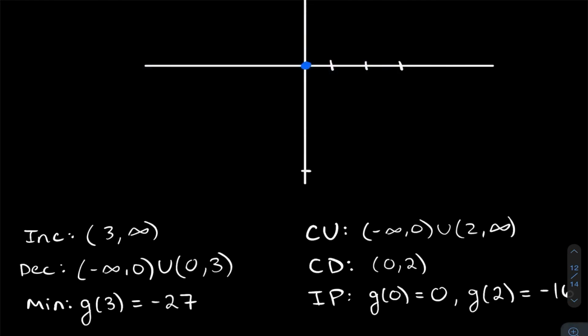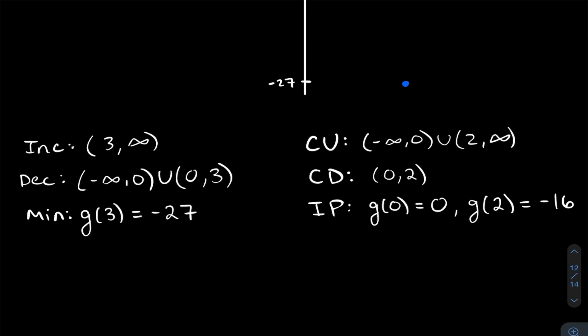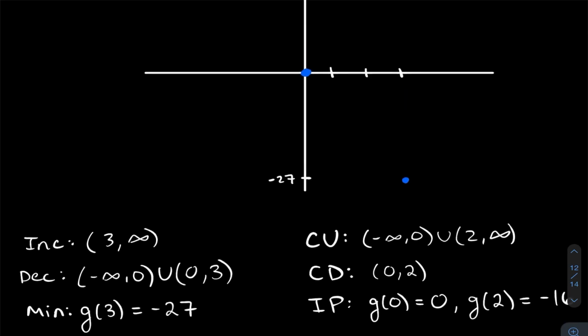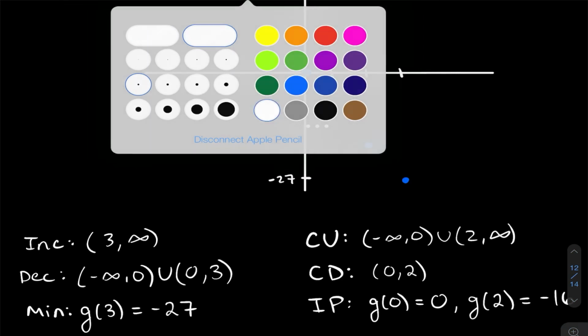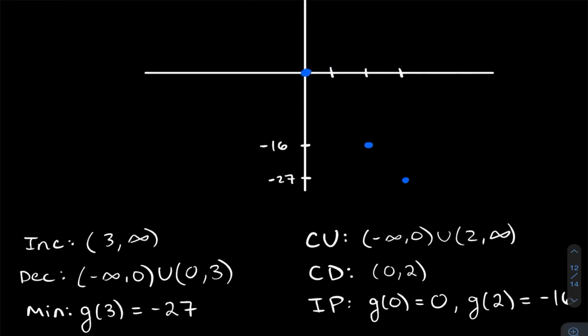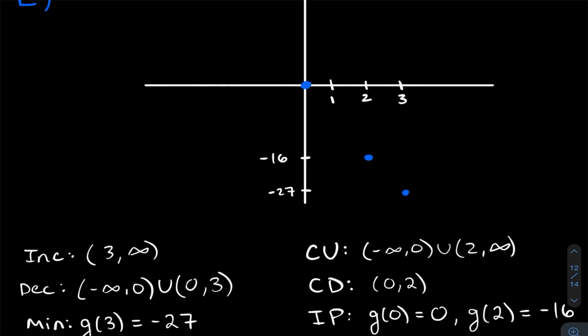Okay, that's going to be way down here. And that's a minimum point. Okay. And we'll call that, we can just say right negative 27 there. Okay, and then we have a inflection point at negative 16. So we'll put that like right here. Okay. And so here's where we know important things are happening, right? We have our points plotted out, and we have all the x values that we need.